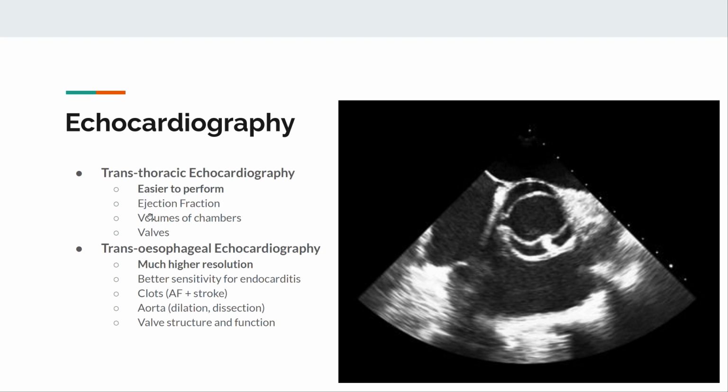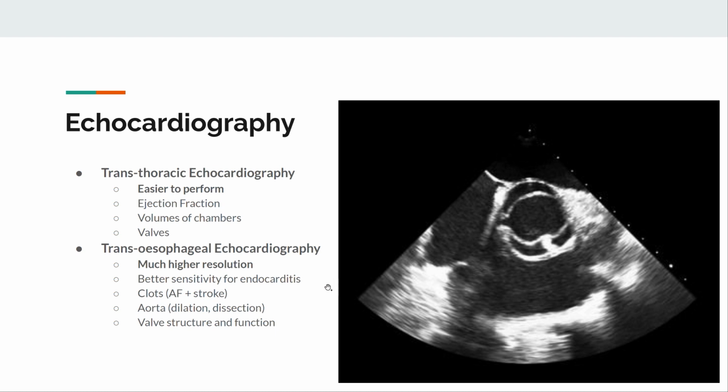You can evaluate ejection fraction for heart failure. You can look at the size of the chambers of the heart to see if they're dilated, and you can basically assess the valves, but not as clearly as with a TOE. A transesophageal echo, or TOE, has a higher resolution because it's physically closer to the heart, and it doesn't have all that chest wall in the way.